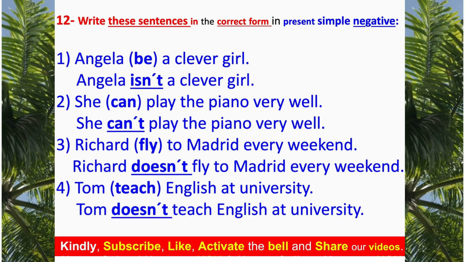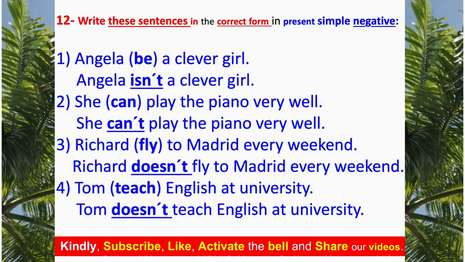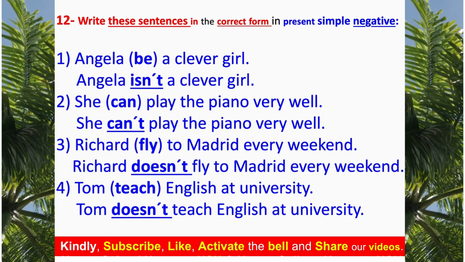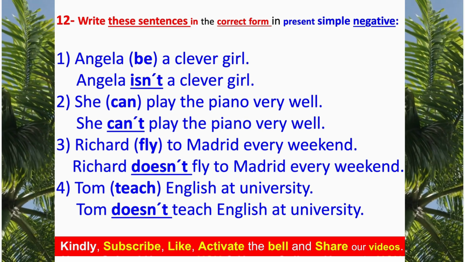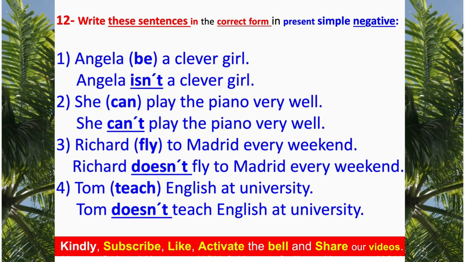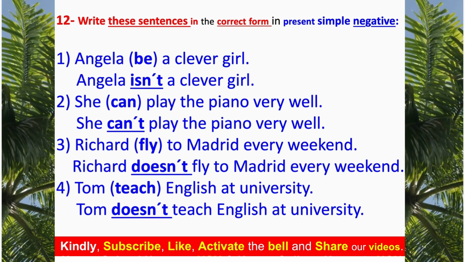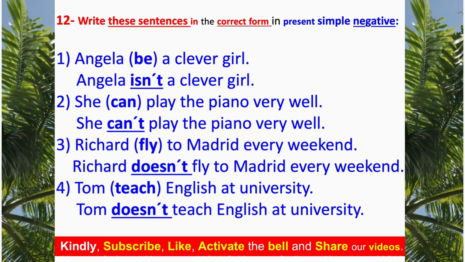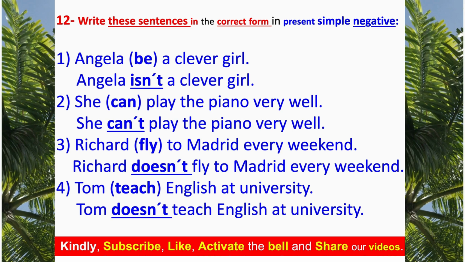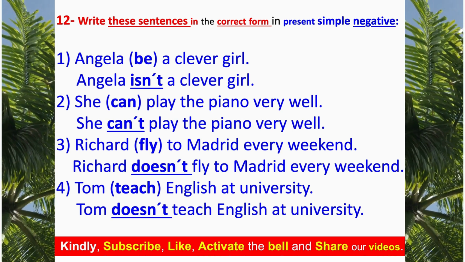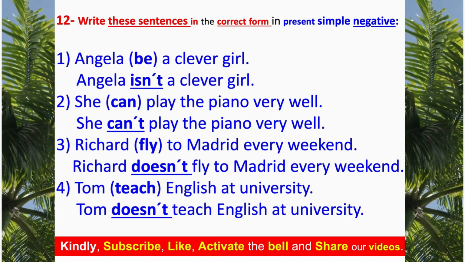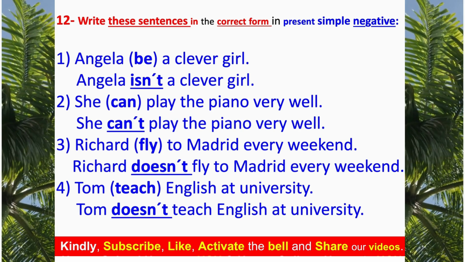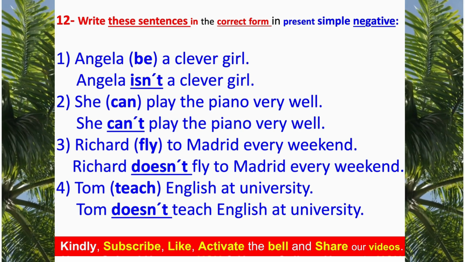Angela isn't a clever girl. She can play the piano very well. She can't play the piano very well. Can't. So now we have Richard fly to Madrid every weekend. Richard doesn't fly. So when we have a normal verb, always with he, she, it, we put doesn't. So Richard means he. Richard doesn't fly to Madrid every weekend.